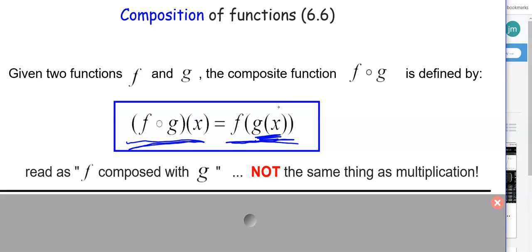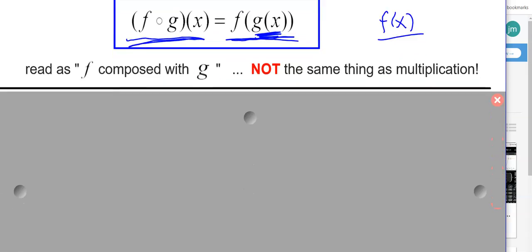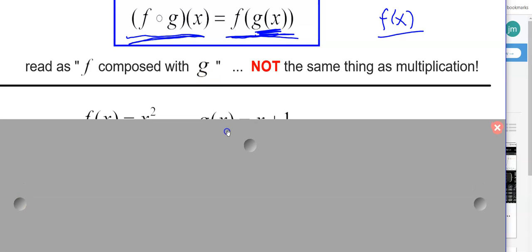So this is not multiplication. In fact, oftentimes students see f of x and they think, oh, f multiplied by x. Actually, it's just f of x. It's the name of the function. F is the name of the function, and we usually plug x into that.